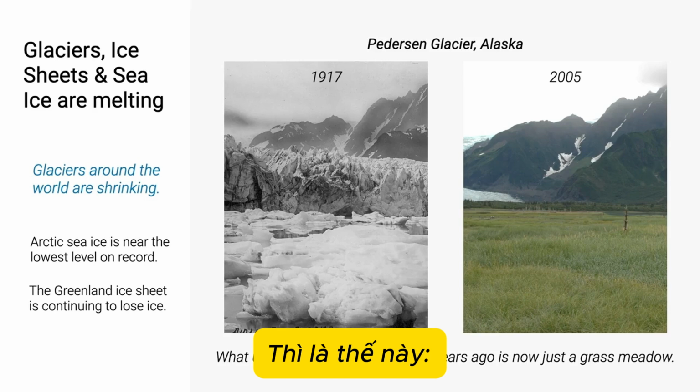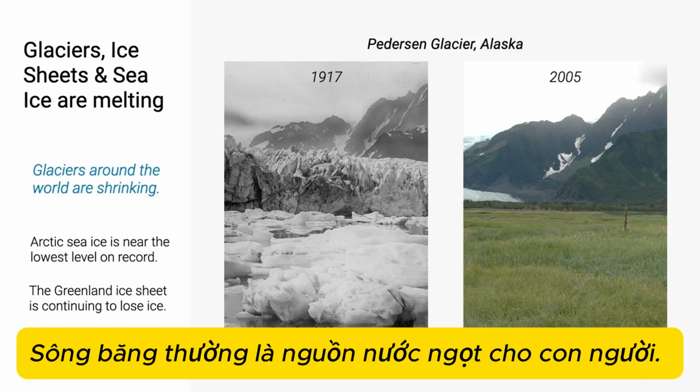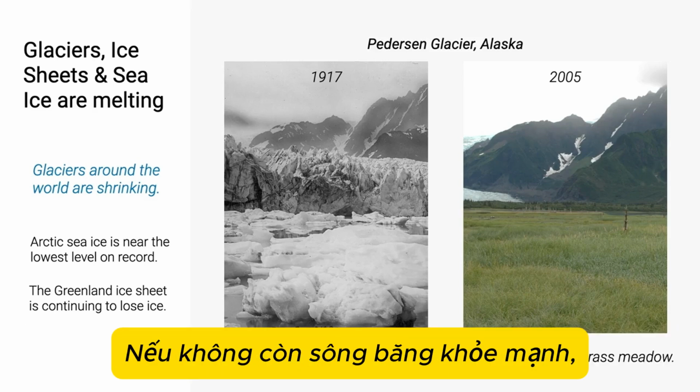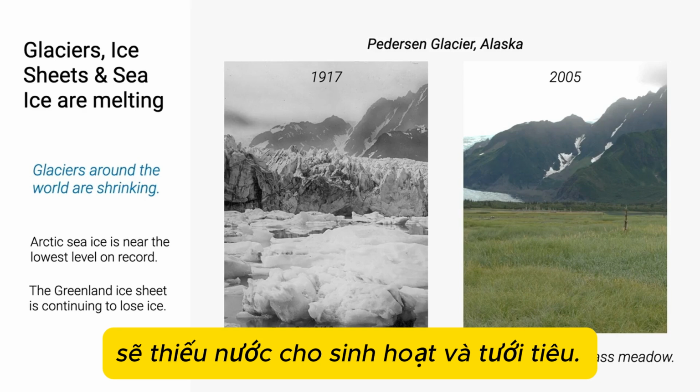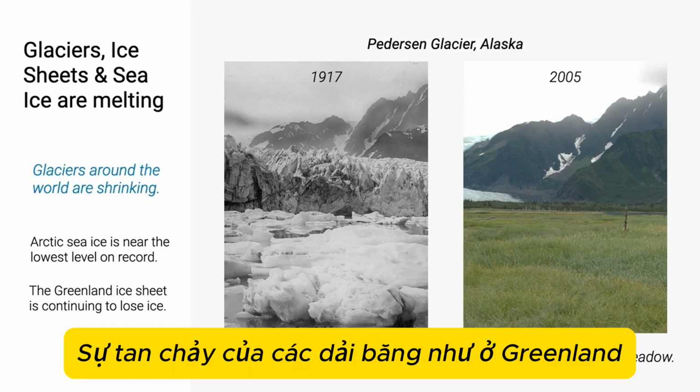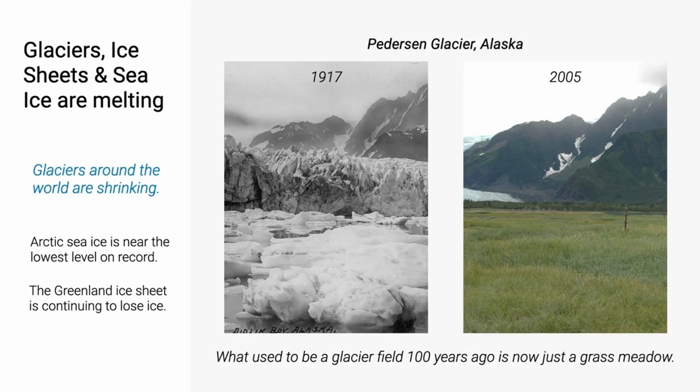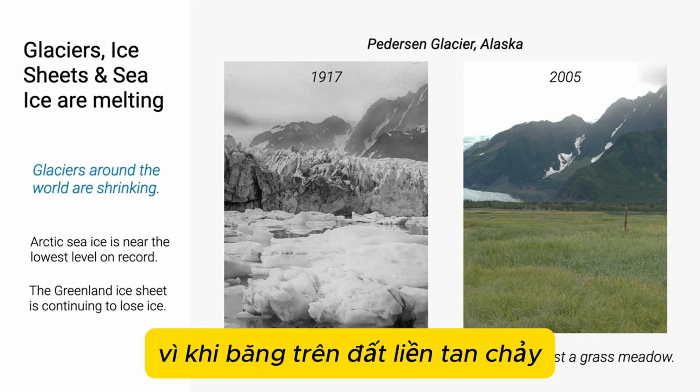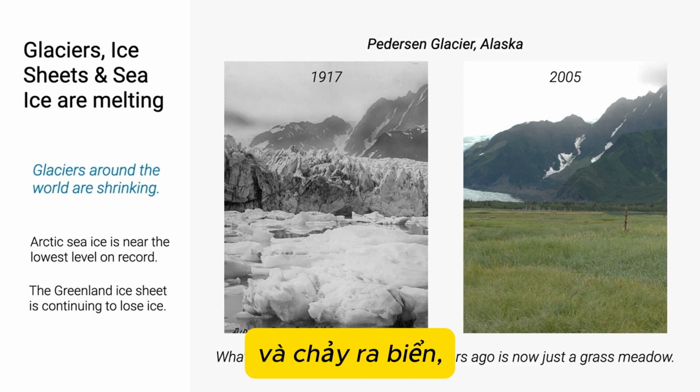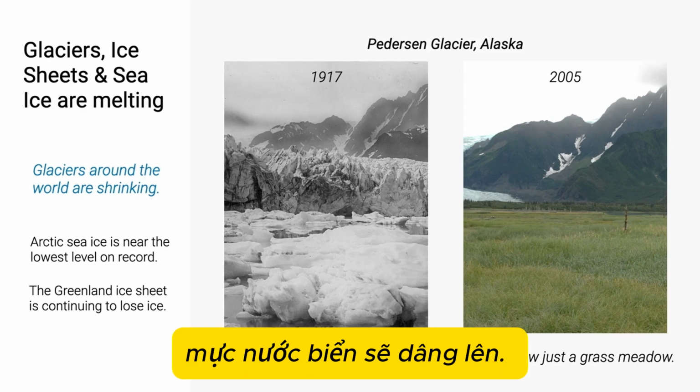Well, glaciers are often a source of fresh water for people. And without healthy glaciers, there's a lack of water for drinking and irrigation. Melting ice sheets, such as the one covering Greenland, are especially problematic, because when ice that is currently covering land melts and flows into the ocean, then we see ocean levels rise.